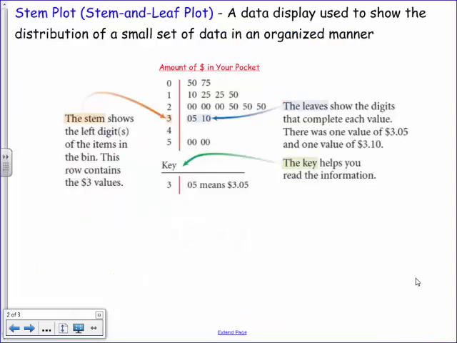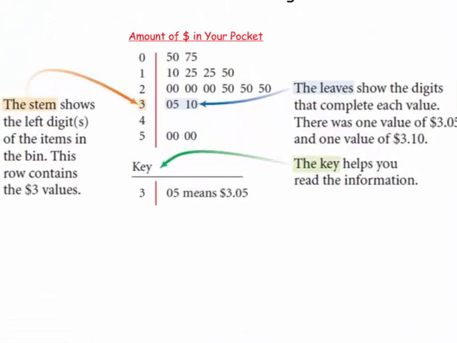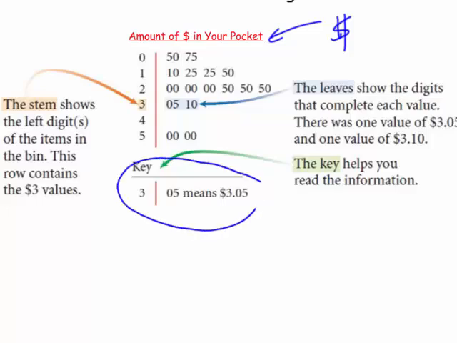So a quick intro on stem-and-leaf plots. Hopefully we've done this in the past, but it's a display to show the distribution of a small set of data, and it kind of puts it in a nice organized manner. The biggest thing is knowing how to read your stem-and-leaf plot. So the first thing you should look for is the key and the title. The title right here says the amount of money in your pocket. So that's, okay, we're dealing with money. And then down here, the key basically says where you see the 3 on the left side of the bar, which is right here, and the 05 on the right side of the bar, which is right here, that really means $3.05.